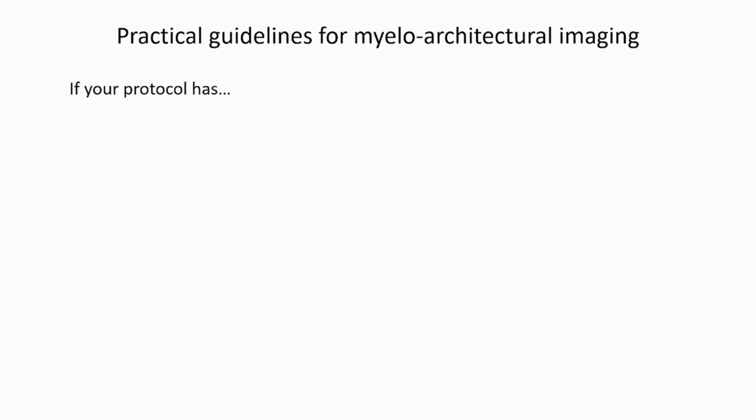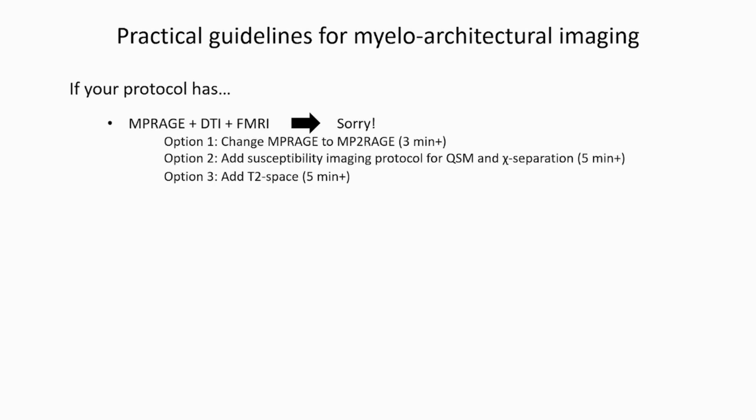So this is really my last slide. If you are doing a lot of MRI, and if my presentation gave you the hint that maybe this can be used for your study, these are the practical guidelines for how you can do myelin imaging. If your protocol happens to have MPRAGE, T1, and fMRI, then sorry, you cannot really use the acquired data. But you can still change your protocol a little bit, maybe changing the MPRAGE to MP2RAGE, 3 more minutes, and you have a T1 map. Now you can use it.